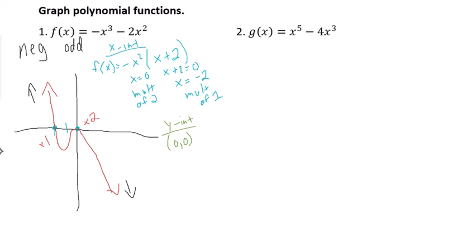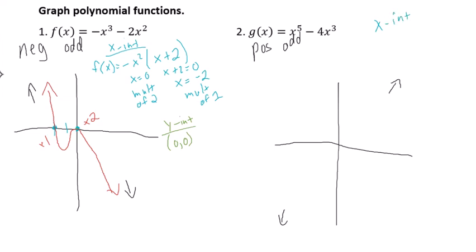All right, this x to the 5th, we have a 1 out in front, so that's a positive 1. And this x to the 5th means it's an odd function. So that means for end behavior, positive and odd means we're going to start somewhere down here and end somewhere up there. Okay, let's go ahead and do x-intercepts again.